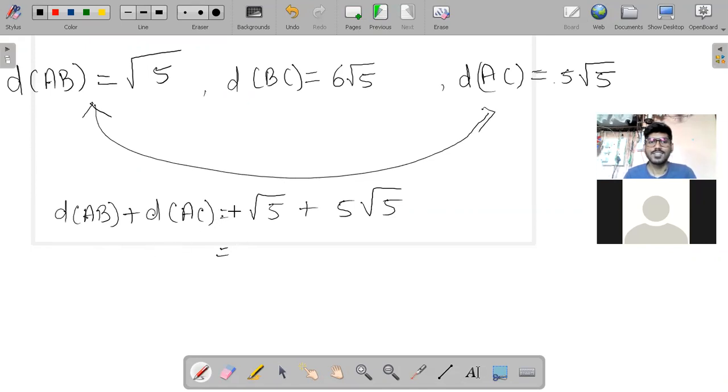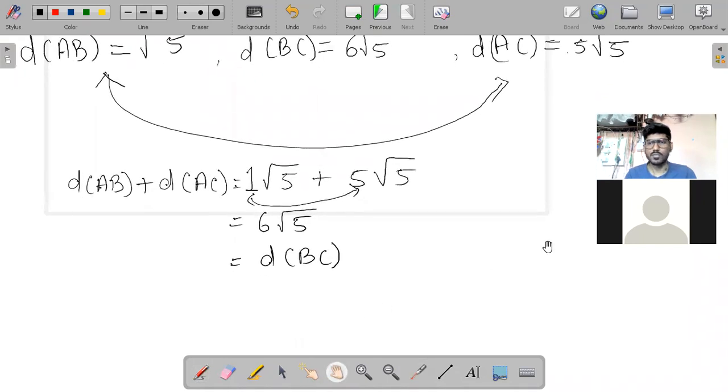How 6? Because before the root 5, there is 1. Yeah, correct. Be really confident. Here, there is no number, means it is 1. So 1 plus 5, that means is 6. And then that root 5 as it is. So we have 6 root 5, which is same as your distance BC.